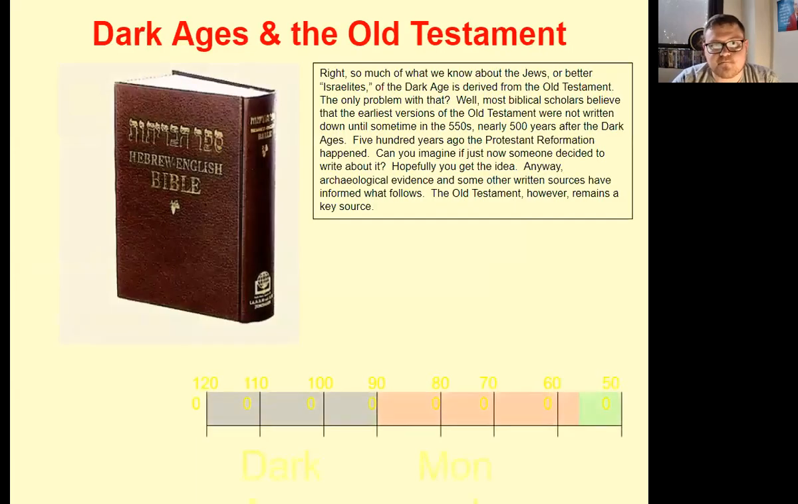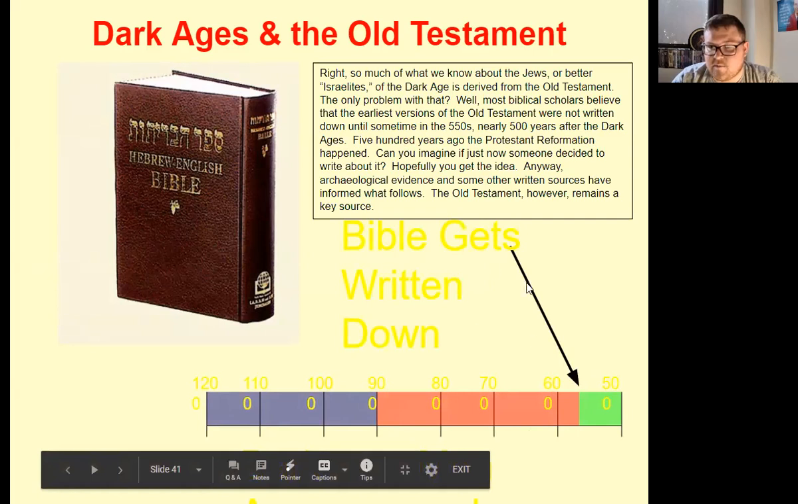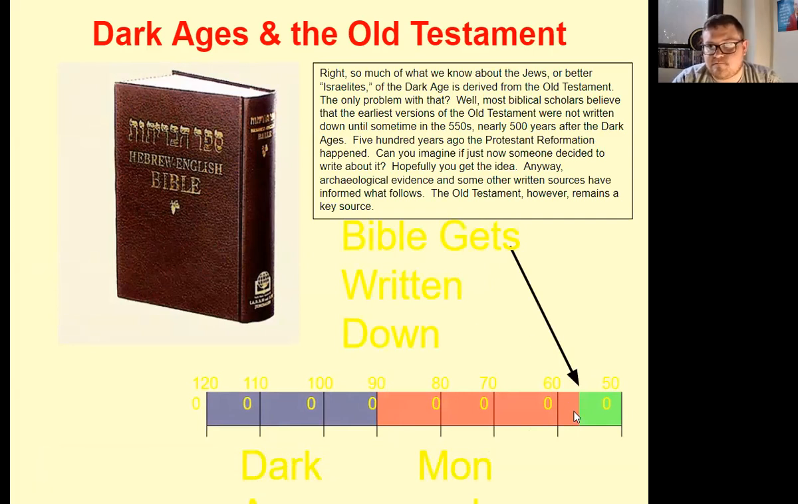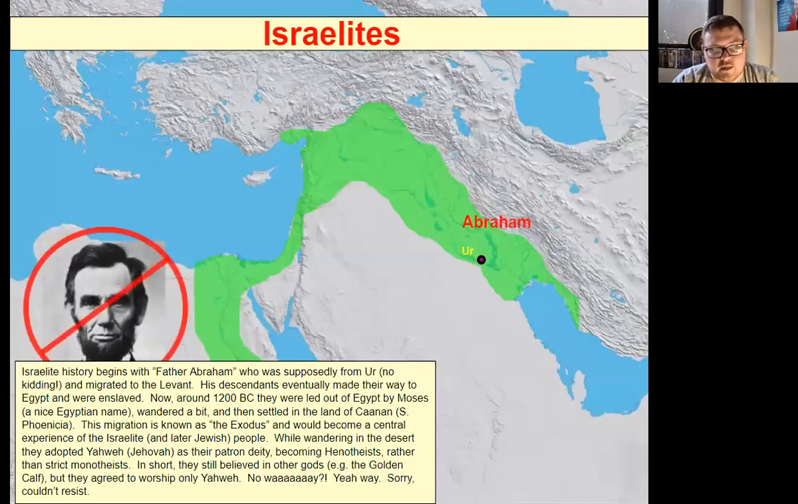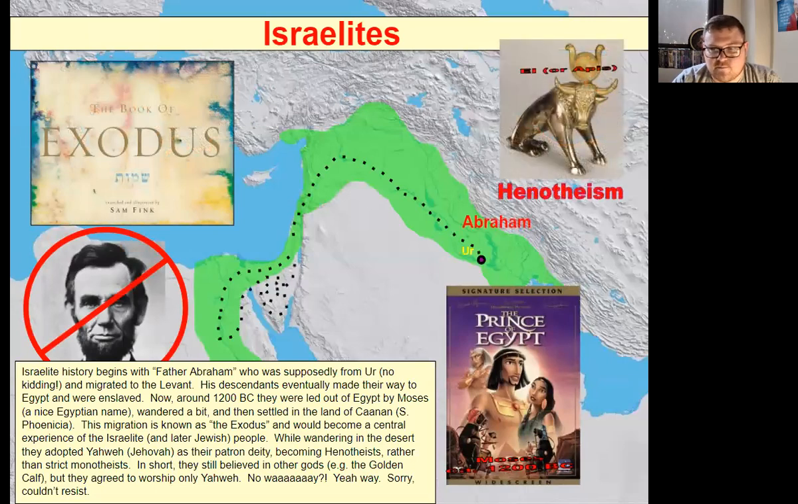Okay. So this is the Dark Ages in the Old Testament. Towards the end of the Dark Ages, the Bible gets written down. Archaeological evidence and some other written sources have informed what follows. The Old Testament, however, remains a key source for history, and it is important. So we have Israelites, not Abraham Lincoln, but Abraham is important because he travels a lot of places.